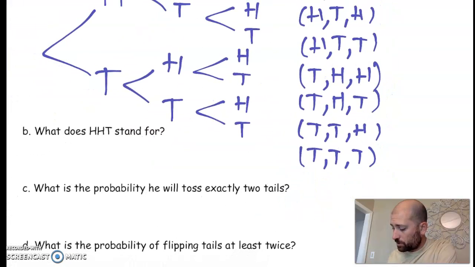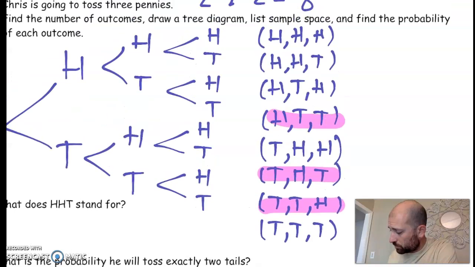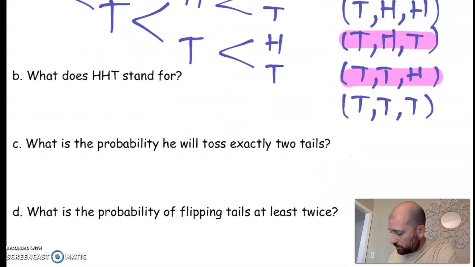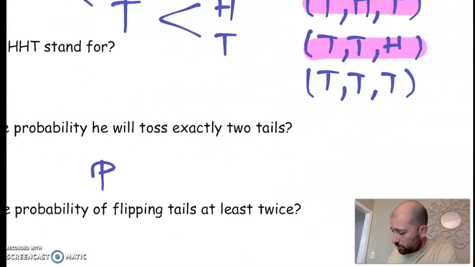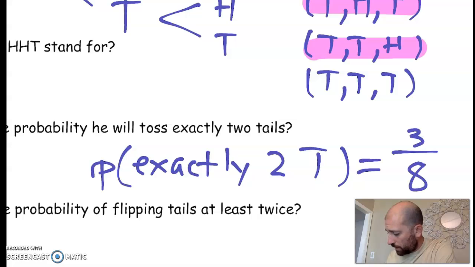Okay. What does HHT stand for? That is heads, heads, tails. Okay. What is the probability he will toss exactly 2 tails? So I'm going to go through and highlight every time there's exactly 2 T's. There's 1, there's 2, there's 3. So there are 8 possibilities. So the probability he'll do exactly 2 tails was 3 out of 8.